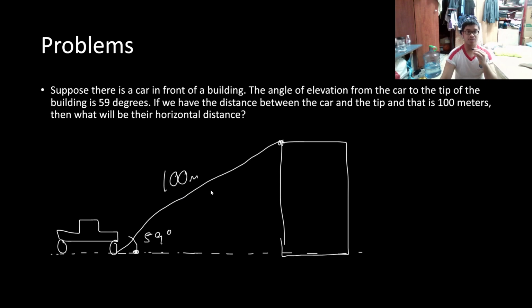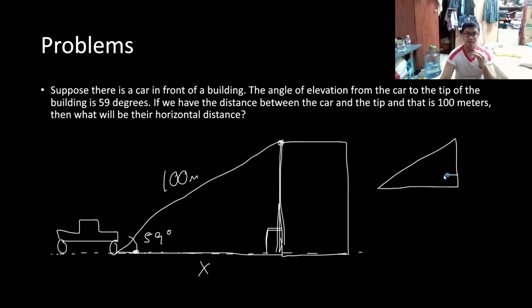So let's take a look at the given here. So we have a diagonal line, we have the height of the building, and the horizontal distance between the car and that building. This is what we're looking for. Let's just say that this is x, all right? Let's represent what we're looking for as x. Now, we can say that this is a right triangle. All right. So we can rewrite this this way: 59 degrees, 100 meters, then x.